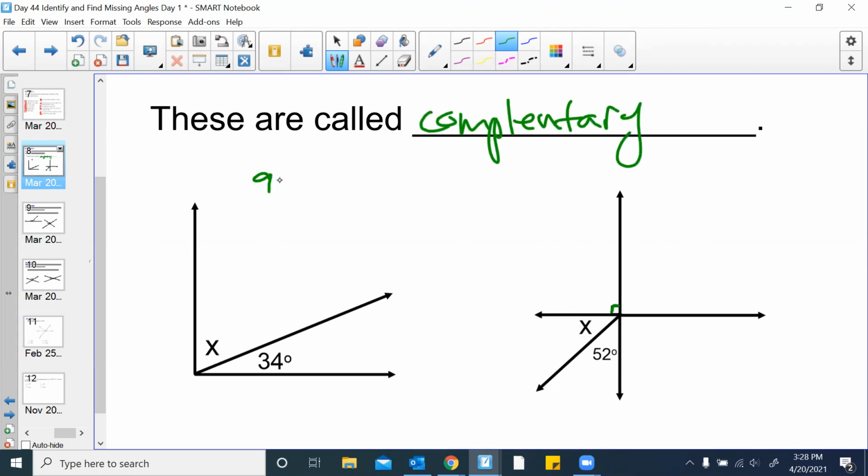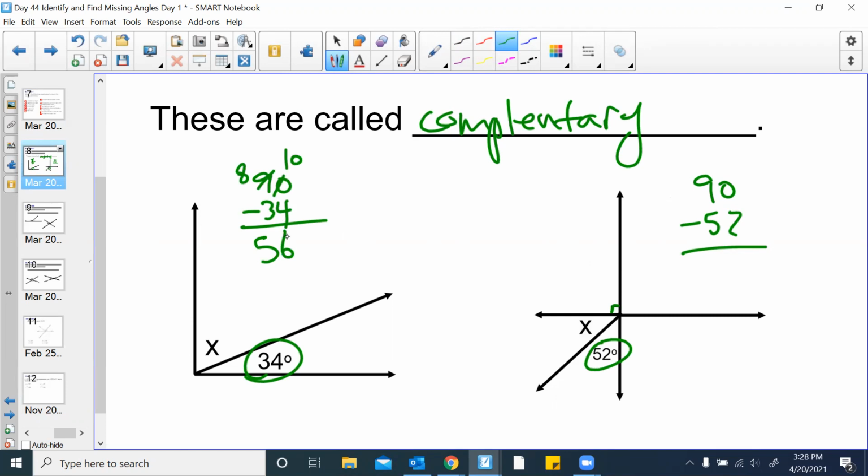All I have to do is take 90 and subtract what they give me. So for this one, x would equal 90 minus 34, which is 56 degrees. So here would be your answer for x. And then here we would have, again, 90 minus 52, which is 38 degrees.